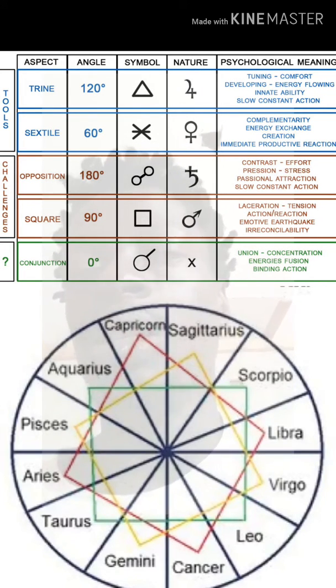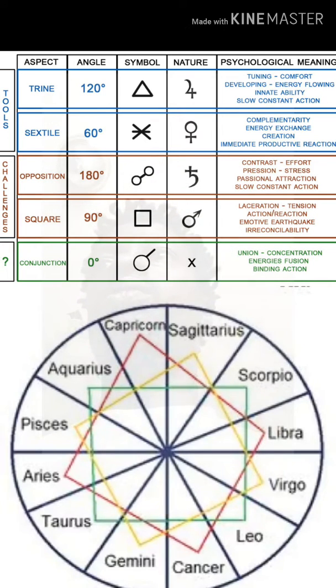opposition, conjunction. Before we even start this, always remember the circle has 360 degrees in it, meaning every zodiac sign has 30 degrees in it. Why is that? Because it's 12 zodiac signs in a 360 degree circle, so 30 times 12 gives you 360 degrees. So once you put your math mind on, you won't get lost. Alright, so the first one up is conjunction, since it's the easiest one.